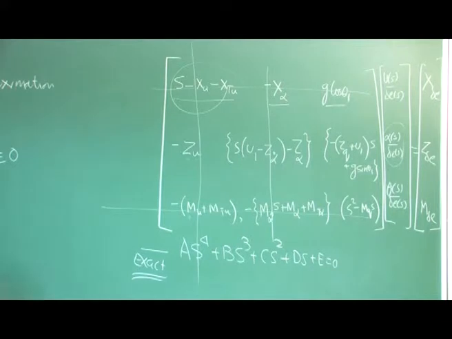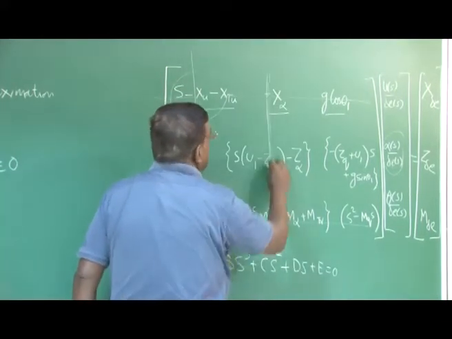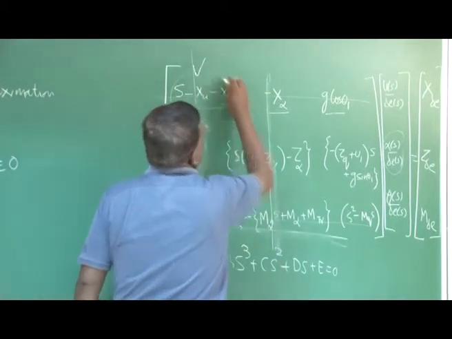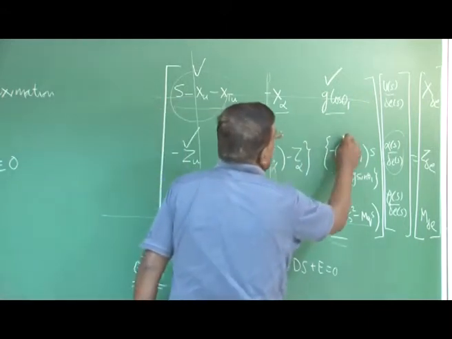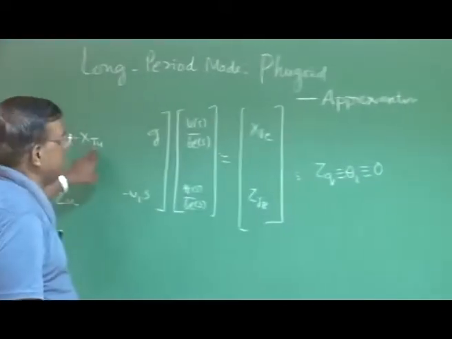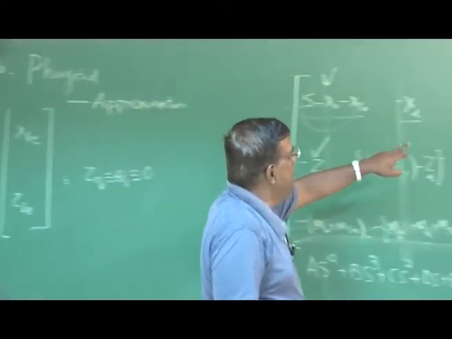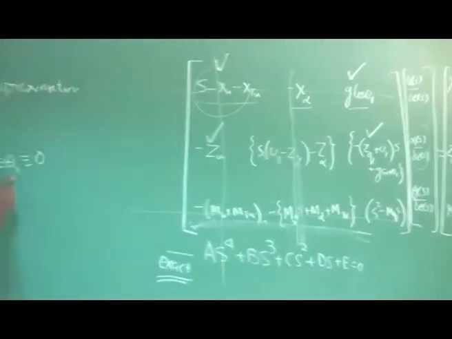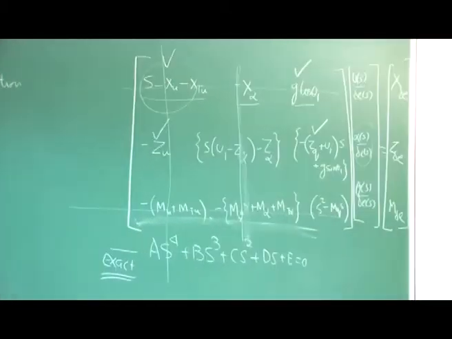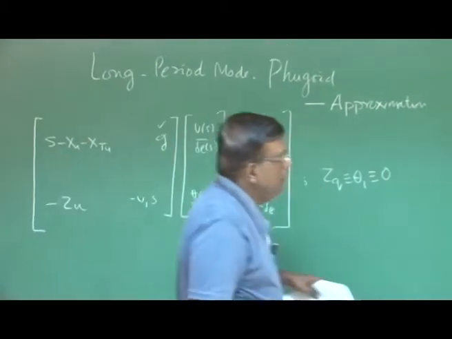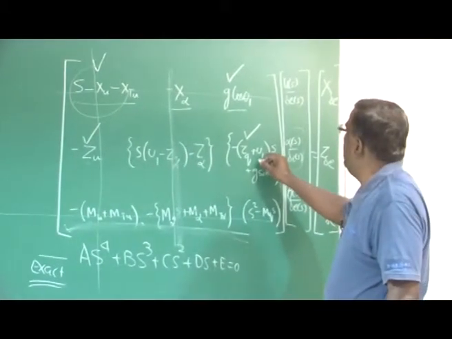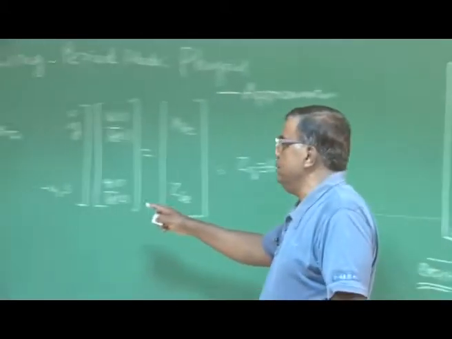Right. So, then I am left with, this goes, this goes. So, what am I left with? I am left with this term, this term, this term, and this term. Right? That is exactly what you find here: S minus X U minus X TU, and for G cos theta 1, we are assuming theta 1 equal to 0. So, G is here, and here minus ZU is here, and if you see here ZQ we have assumed to be 0, theta 1 is 0, so only minus U1 S, and that is exactly here.